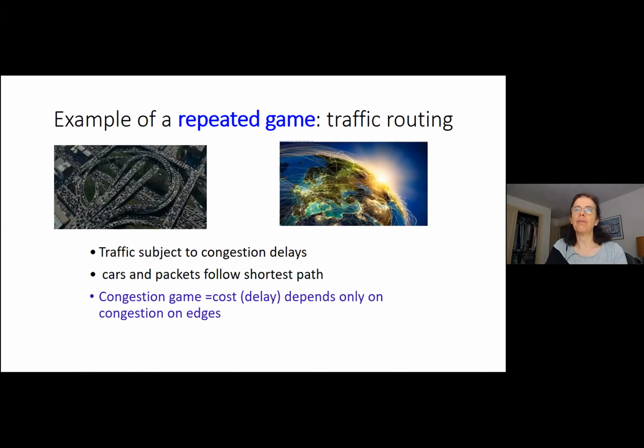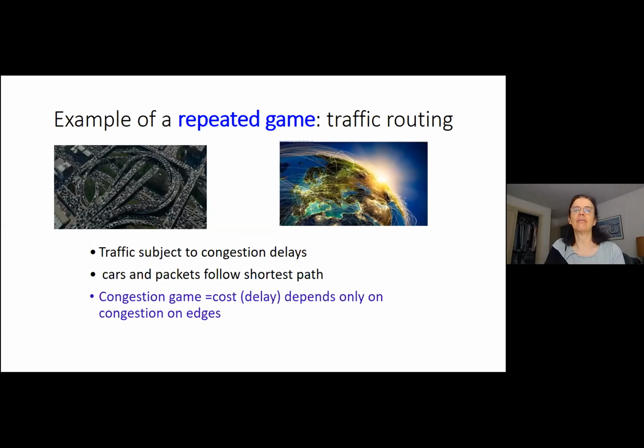And maybe my favorite example of repeated games is traffic routing, where every morning you get in the car and you commute to work, and you might, unfortunately, be facing some traffic jams, maybe not quite as bad as what the picture shows. And again, this is a congestion game. The model is that as there are more cars on the road, you're going to take longer to get to work, and you would like to get to work as fast as possible.